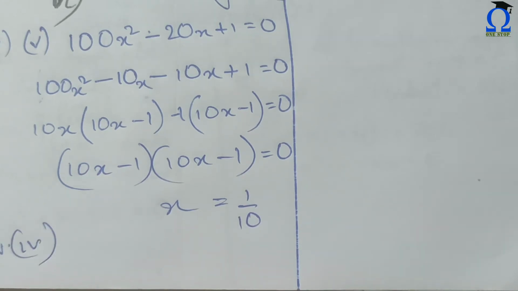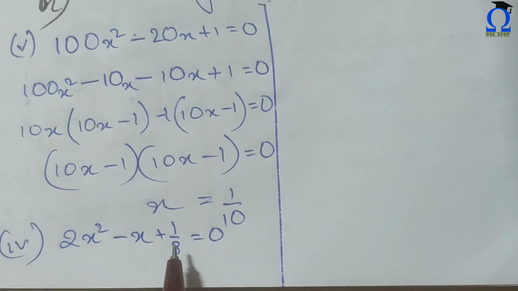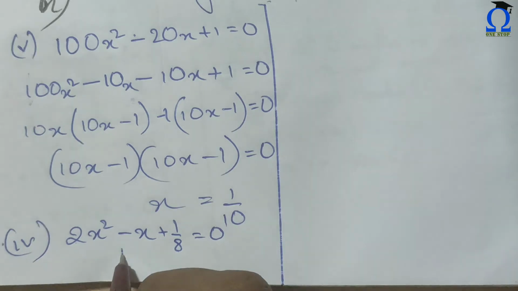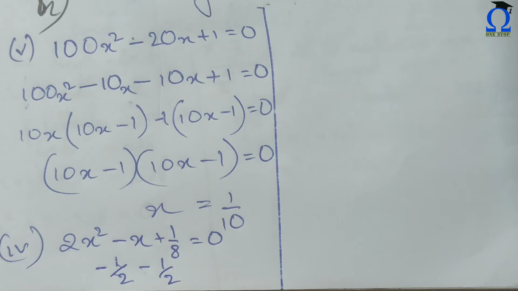And for the fourth part, I'm just showing a hint here. So 2 into 1 by 8, that is 1 by 4. So what should be the two numbers such that the sum or the difference is 1, and the product is 1 by 4? So half and half: we add half and half to get 1, and half into half will be 1 by 4. So this way you can do the splitting of the middle term here.